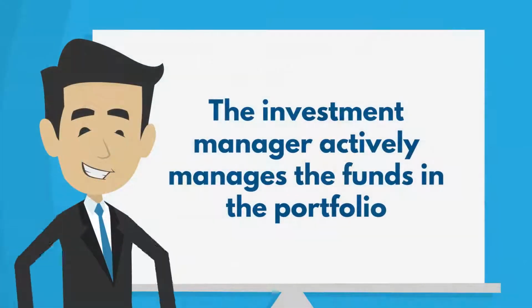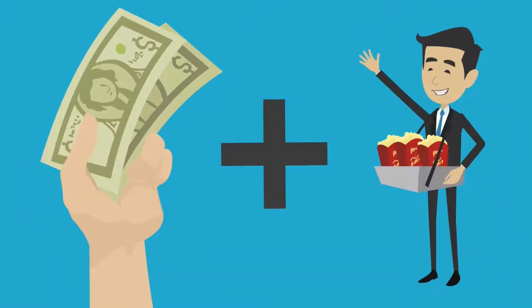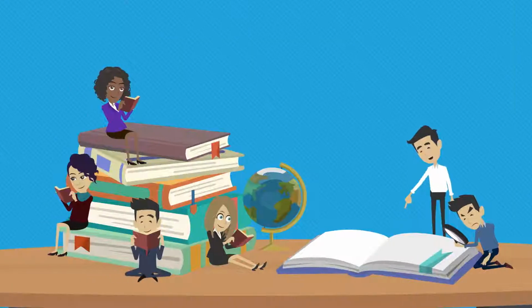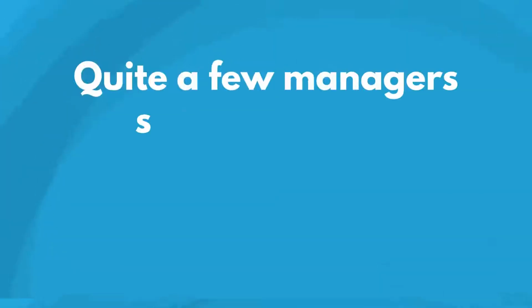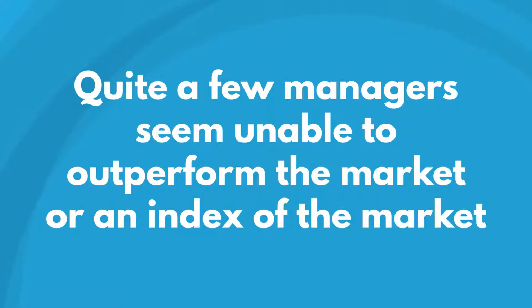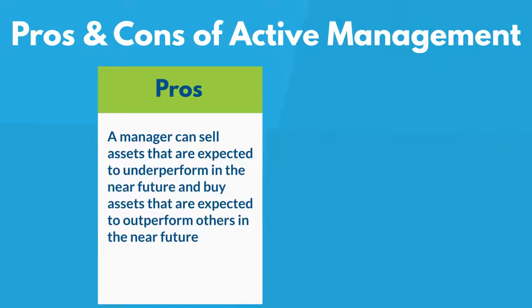The investment manager actively manages the funds in the portfolio, buying and selling shares as he sees fit, using resources such as research. All of these trading activities cost money, and quite a few managers seem unable to outperform the market or an index of the market. A positive of active management is that a manager can sell assets that are expected to underperform and buy assets that are expected to outperform others.